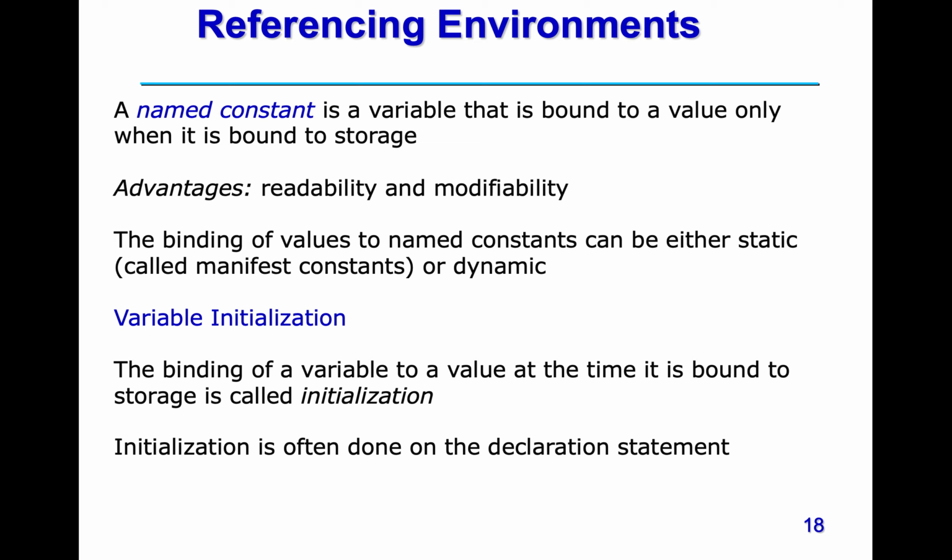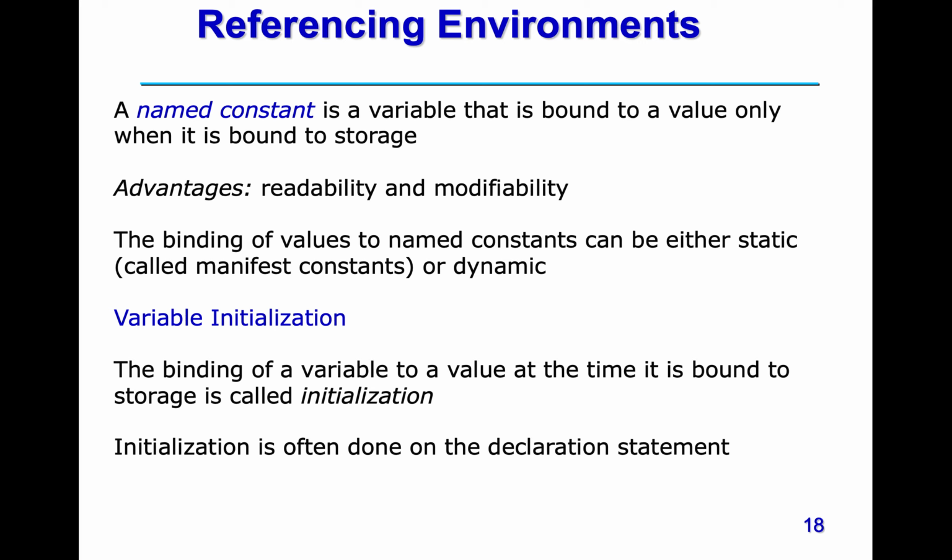So I'm sure we all have heard of these concepts of named constants. That's a variable that is bound to a value only when it's bound to storage. Doing define at the beginning of the program, setting constant values like pi. Advantages: readability, modifiability. Well, you can't accidentally change a constant variable. It stays. You declare it, you assign it a value, and it stays with that value for the life of the program.